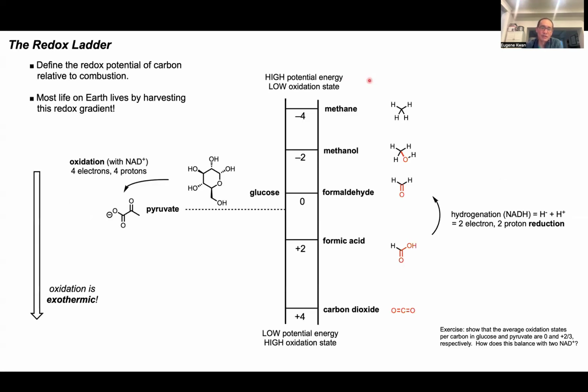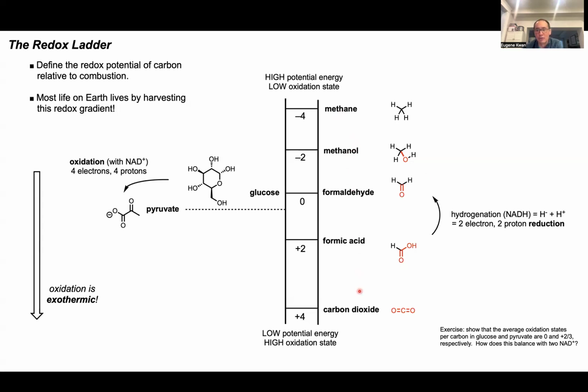Now, this particular example was going from an aldehyde to an acid, but really you should think of carbon on this sort of redox ladder, right? So all life on Earth, or most life on Earth, lives in this oxygen-rich atmosphere. And if you define the redox potential relative to oxidation, you get this ladder, where really reduced carbon is very high in potential energy, and as you successively oxidize it, you release quite a bit of energy.